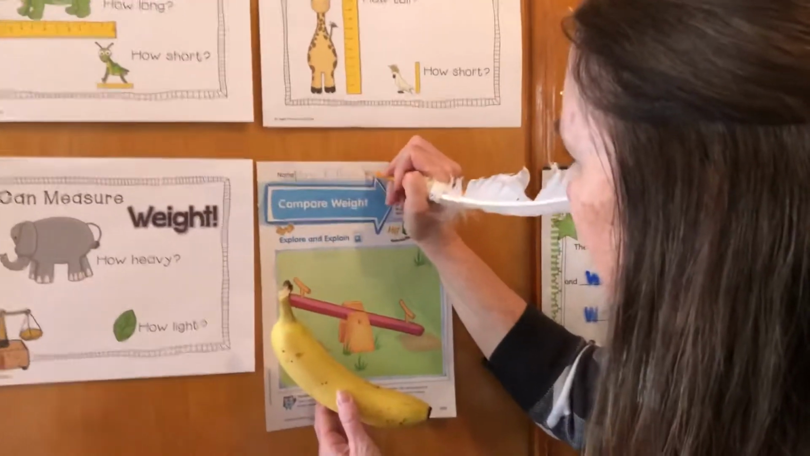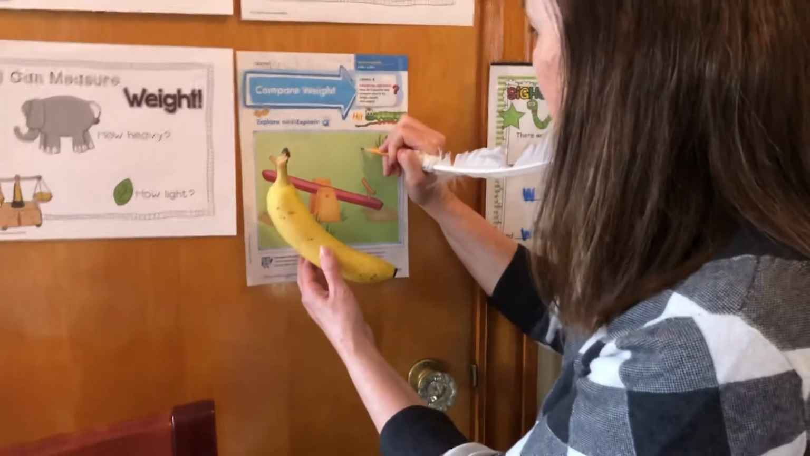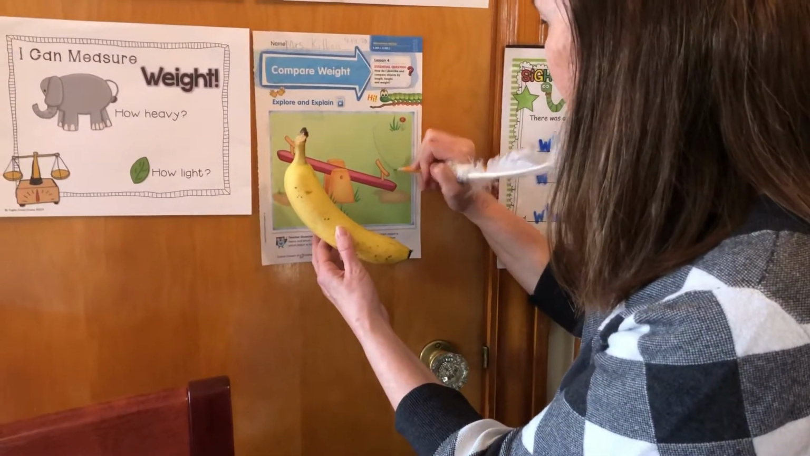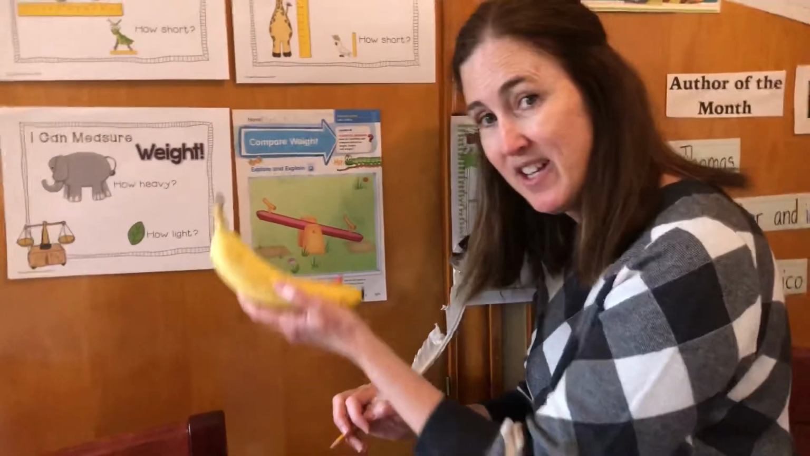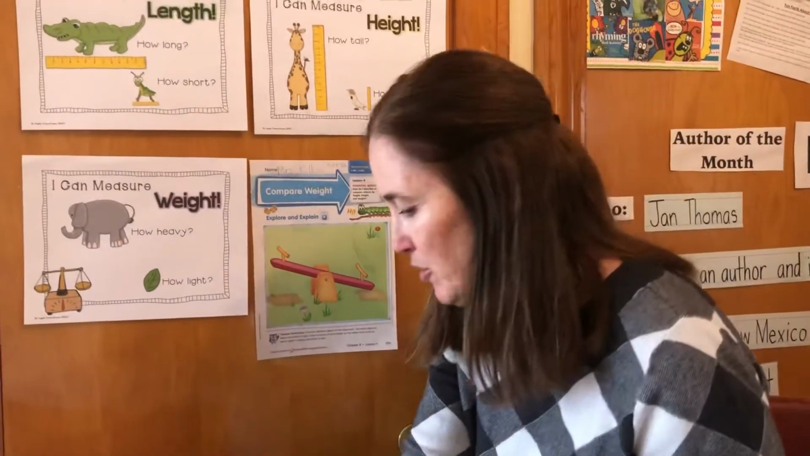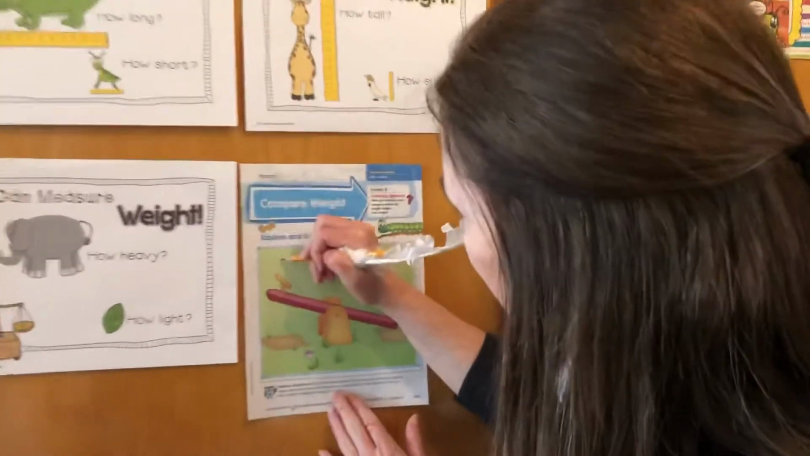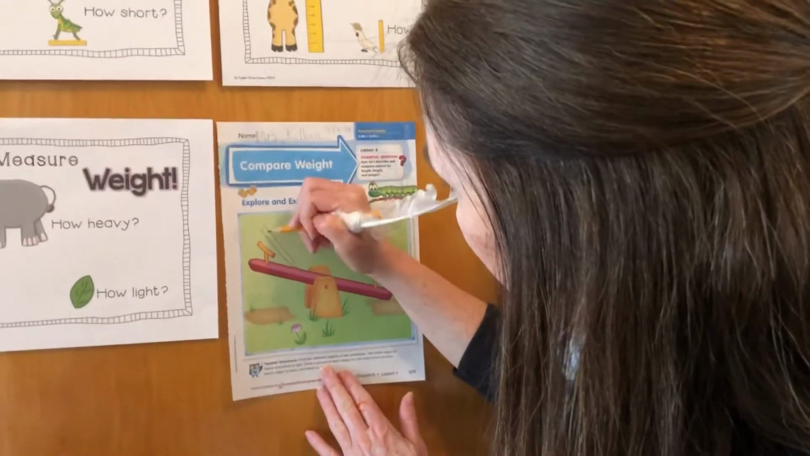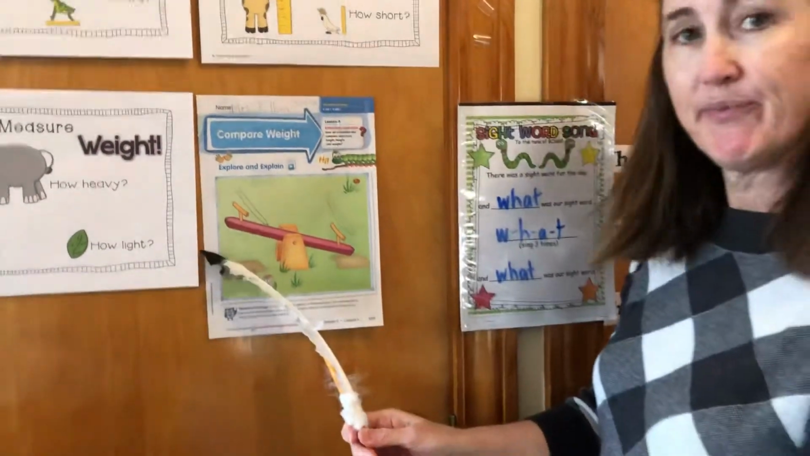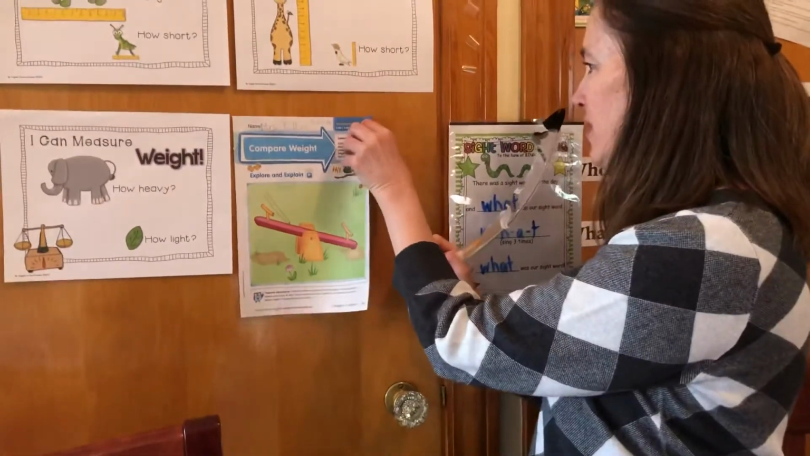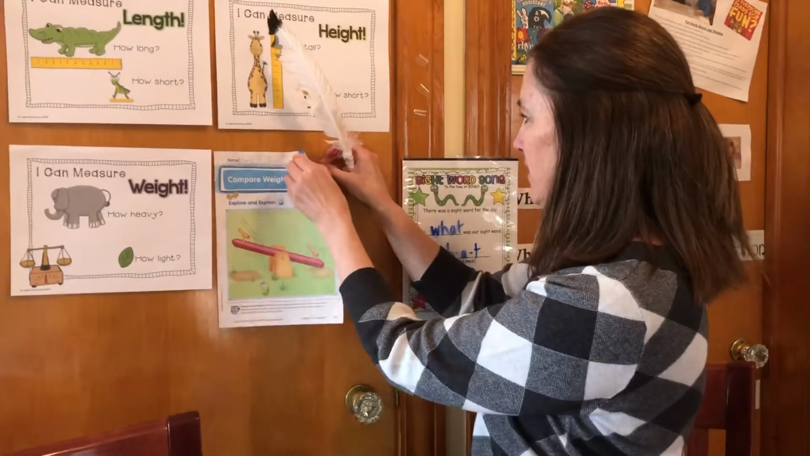Sorry, I forgot my date and my name, so I put that. Here's my banana. My banana is heavier than my pencil. So I put it on the bottom of the teeter-totter. And then up at the top of my teeter-totter, I put my pencil. All right, I'm gonna flip it over, and we're gonna learn our new math words that go with weight.